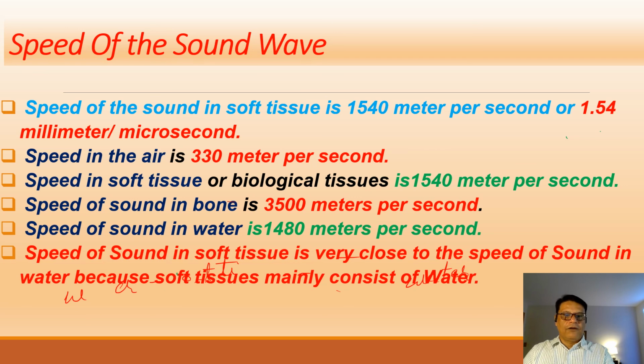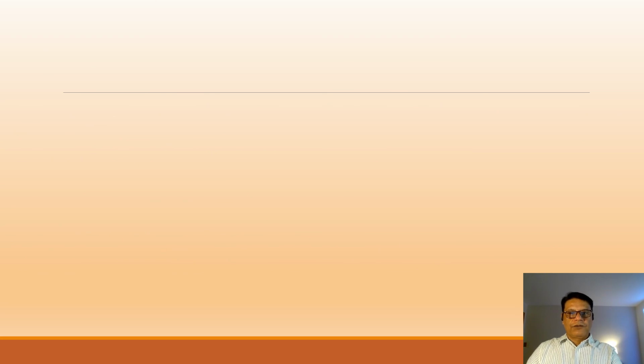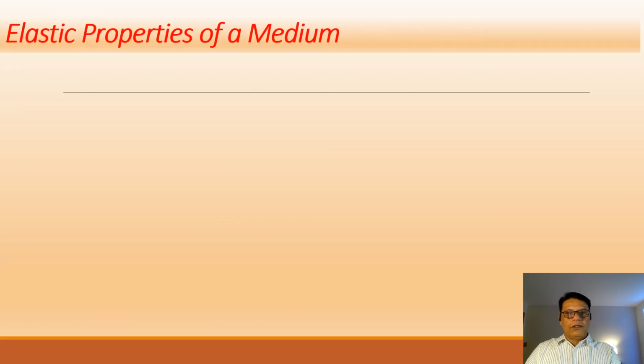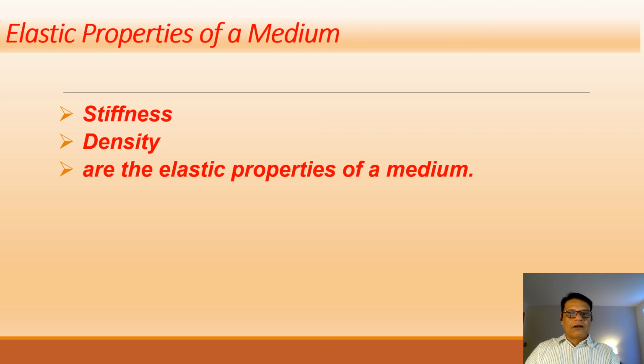We have already discussed that these two speeds are very close to each other. Elastic properties of a medium: these are two elastic properties of the medium, stiffness and density. They are called the elastic properties of the medium, and they affect the speed of sound waves.